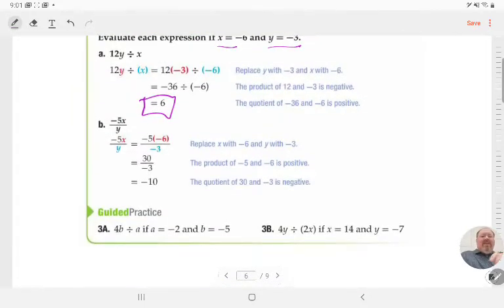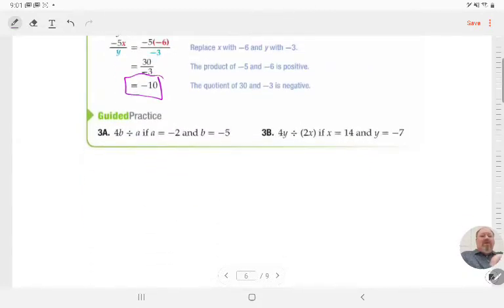And then I have negative 5x divided by y. Remember, when you have the coefficient and the variable, the operation in between those is multiplication. So negative 5 times negative 6 divided by negative 3. So negative 5 times negative 6 is a positive 30, and positive 30 divided by negative 3 would give me a negative 10. Okay? All right.